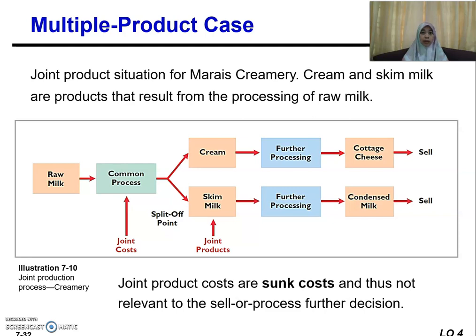It is not relevant anymore when you want to make a decision whether you want to further process or sell it at its current state. So that is not relevant. You only consider the further processing cost and the incremental revenue that you can get. So you are comparing the incremental revenue and the incremental cost, whether you want to sell at its current state or further process the item and sell it at a higher price.